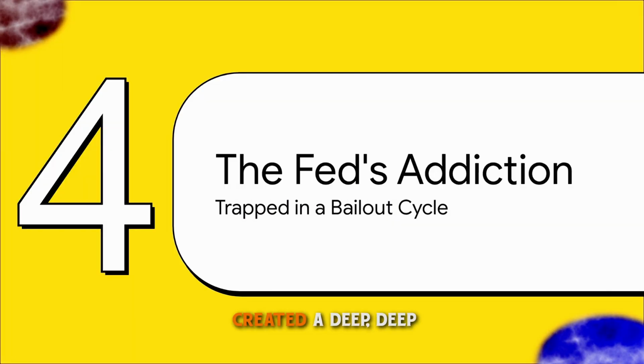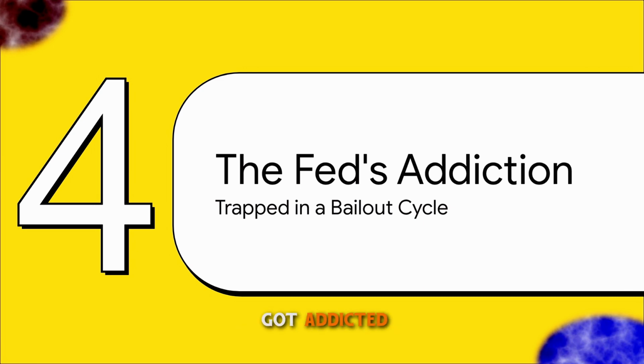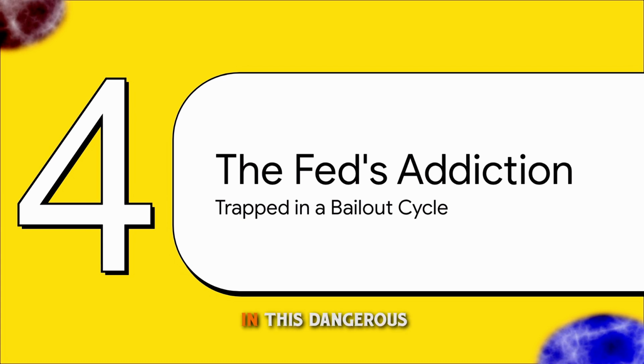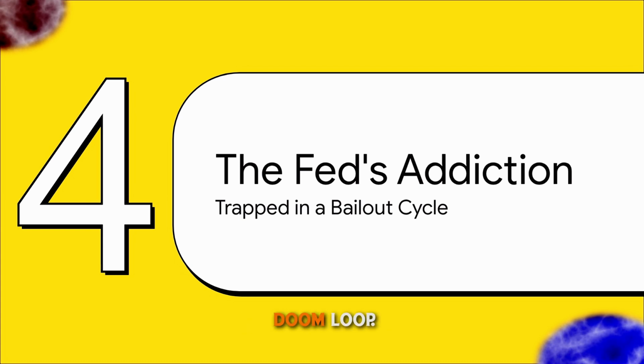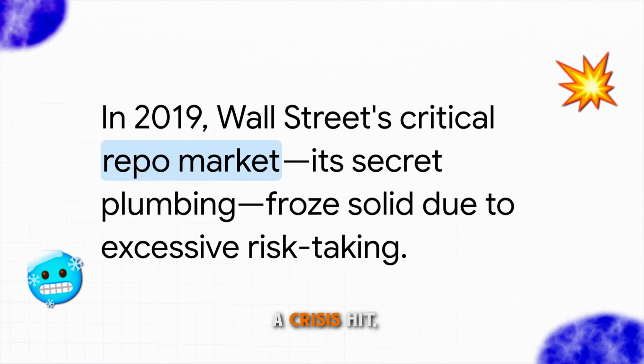So all of this created a deep, deep dependency. The financial markets basically got addicted to the constant flow of easy money. And this created a really fragile system that the book argues is caught in this dangerous feedback loop, a doom loop. Then, in September of 2019, a crisis hit.